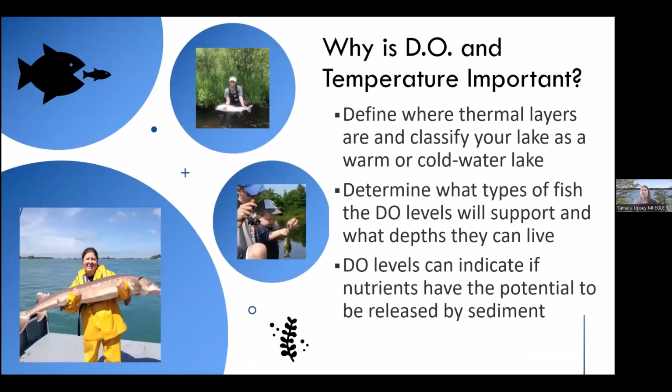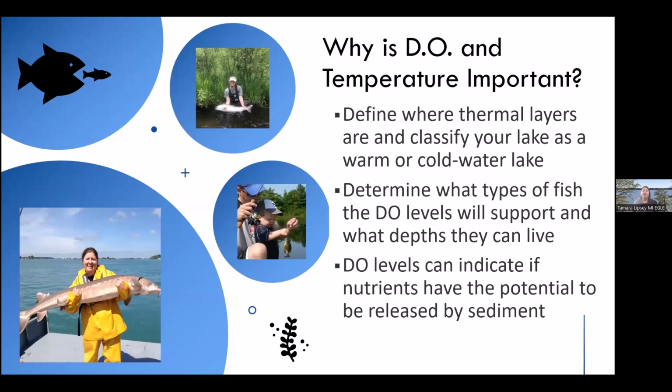So we're going to return to that question of why dissolved oxygen and temperature is important. It's important because it helps define where those thermal layers are and helps you classify your lake as warm or cold water lake. And then because of that temperature, it determines what types of fish can live in your lake because DO levels change. And different fish require different levels of dissolved oxygen so that they can live.